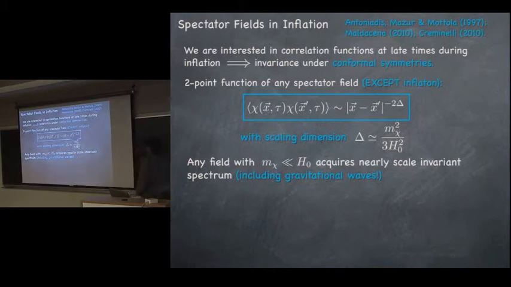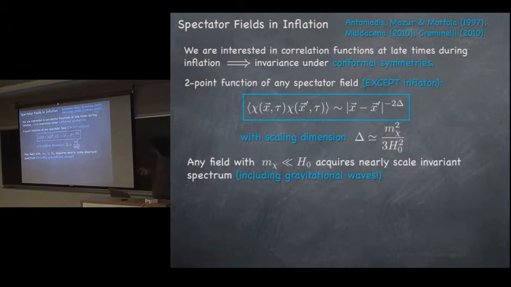That conformal weight is given by the ratio of the mass to the Hubble parameter during inflation. So in particular, without solving anything, you know that any field whose mass is much less than Hubble during inflation will acquire a nearly scale invariant spectrum, which becomes independent of scale. This includes in particular gravitational waves. These are massless degrees of freedom. And that's the point that was stressed in particular.